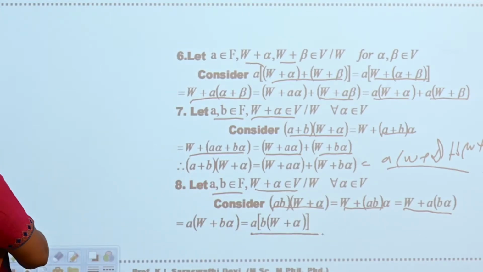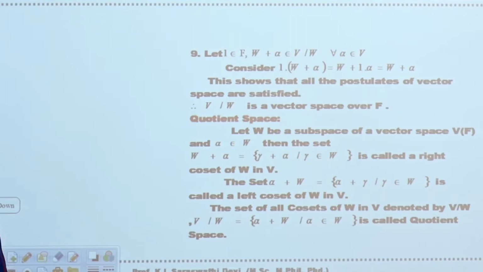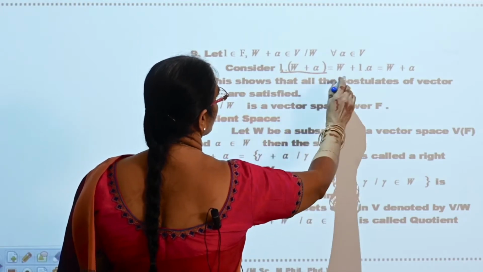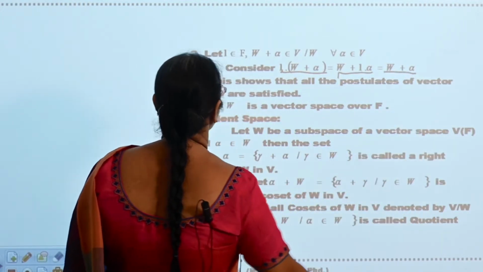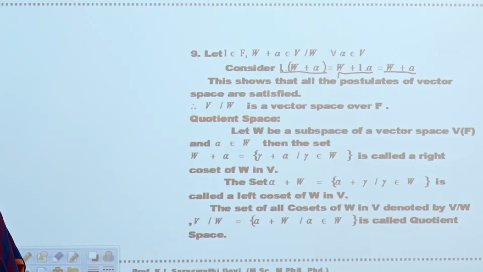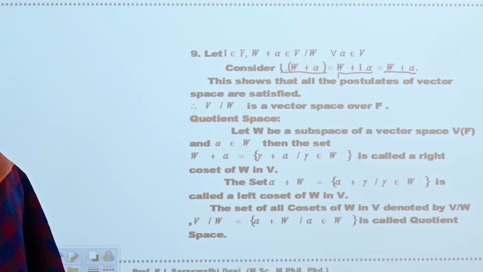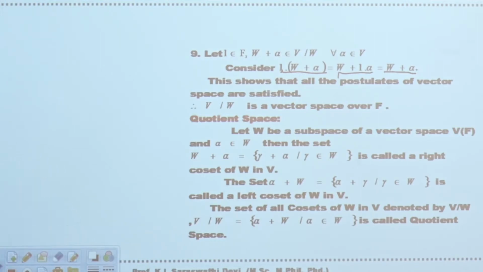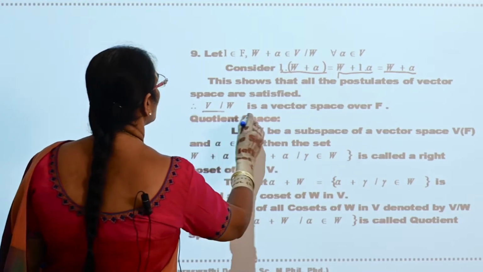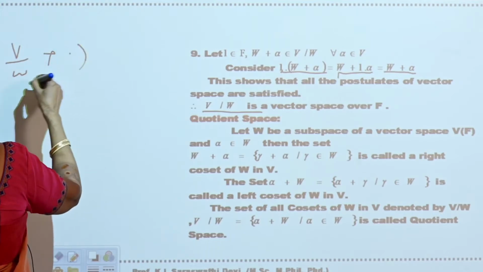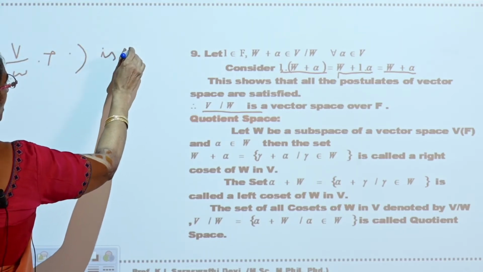Now see one more property, 1 into W. 1 belongs to F. 1(W + α) is equal to W + 1α, that is W + α. This shows that all the postulates of vector space are satisfied. Nine postulates you have verified, and one from the scalar multiplication, that is well defined from the definition itself. So all 10 postulates are satisfied by V/W. So what can you say? V/W with plus and dot is a vector space.